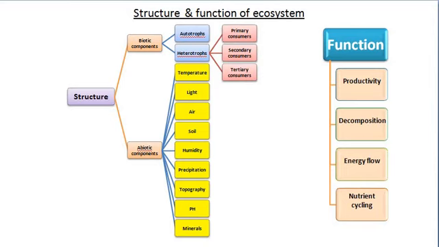The next point is the function of an ecosystem. Function of an ecosystem is of four types. They are the productivity of an ecosystem, the decomposition which occurs in an ecosystem, the energy flow in an ecosystem, and the nutrient cycle. In this video, I will wind up here, and in the next video, I will upload about the function of the ecosystem.